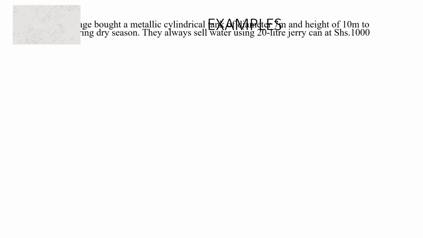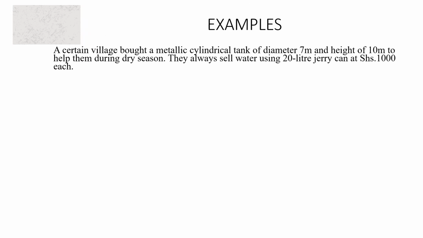Then we have also our examples. We have example 2, and a certain village has bought a metallic tank of diameter 7 meters and height of 10 meters to help them during dry season. They always sell water using 20-liter jerry cans at 1,000 shillings each.